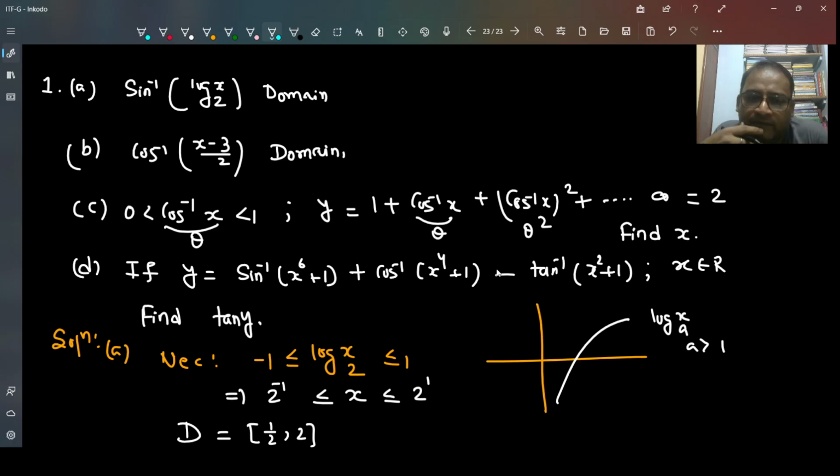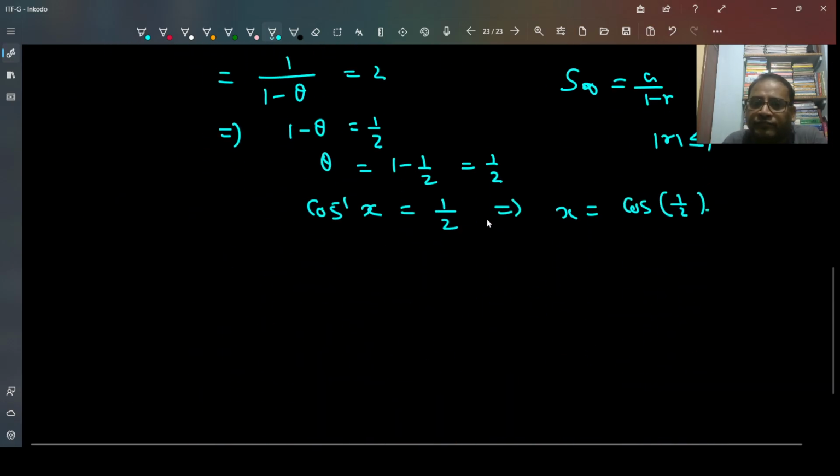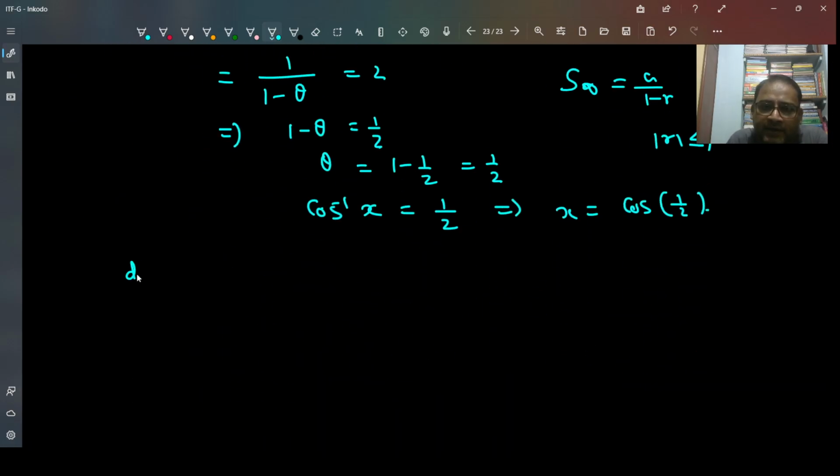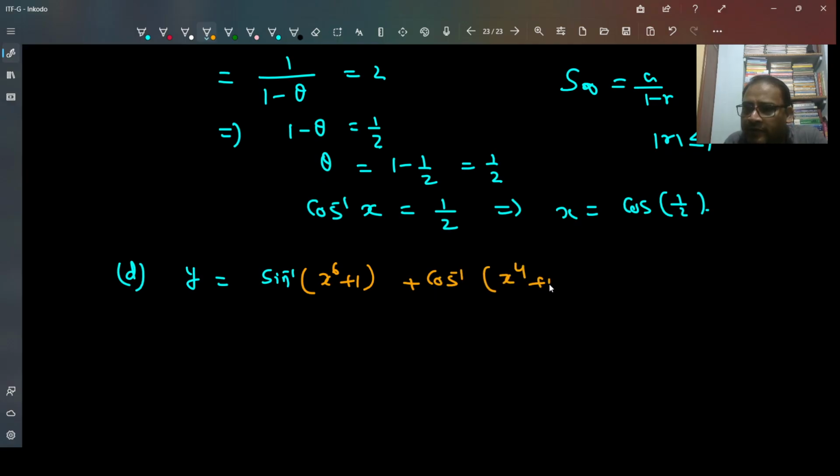Question number D says that y is equal to sin inverse of the bracket x to the power 6 plus 1, then cos inverse of x to the power 4 plus 1, then minus tan inverse of x square plus 1.